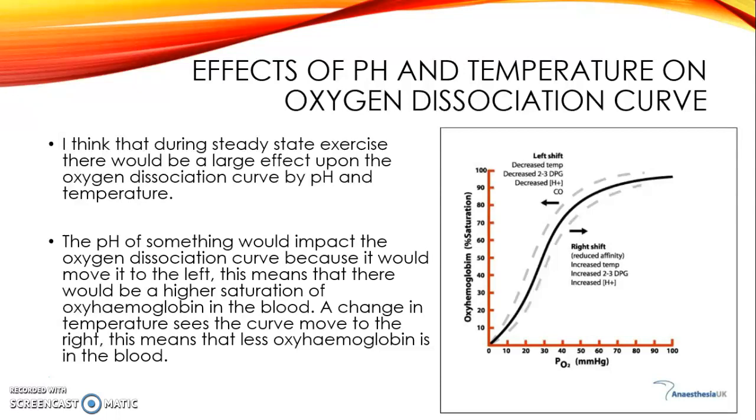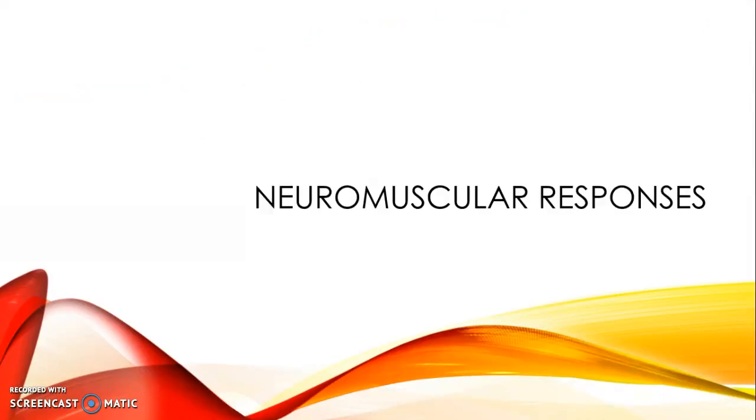A change in temperature sees the curve move to the right. This means that there's less oxyhemoglobin in the blood. As you can see in the diagram here, it explains this all here. I'll freeze this for a moment to allow you to look. Now I will be describing the neuromuscular responses to steady state exercise.